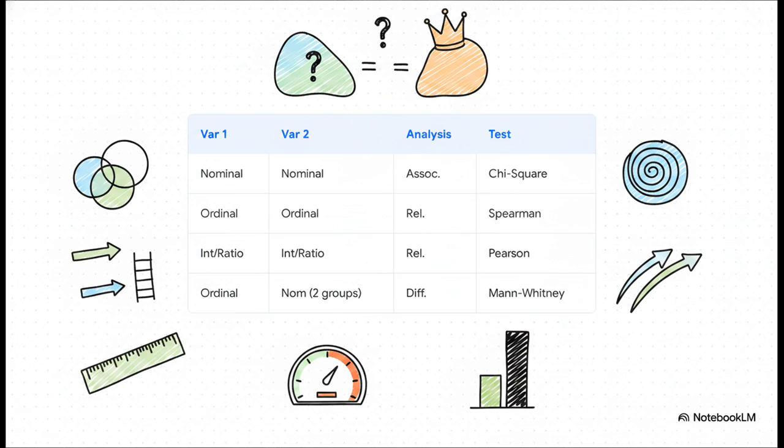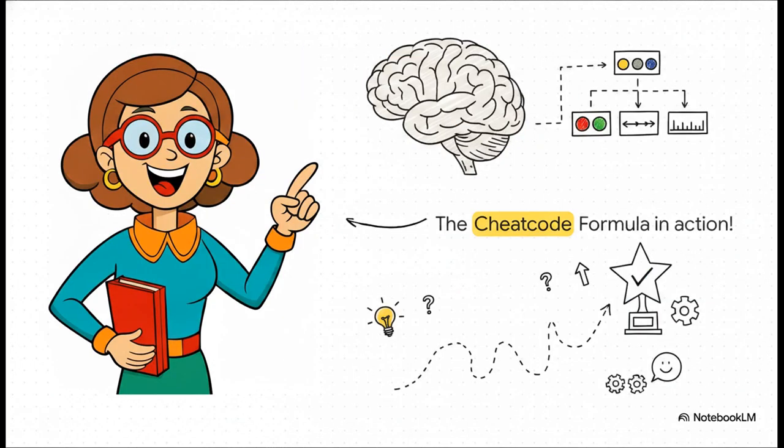2 ordinal variables? That's a relationship, so you use the Spearman correlation. 2 interval or ratio variables? Also a relationship, but you use Pearson correlation. And if you have an ordinal variable being tested across 2 nominal groups, like confidence levels between genders, you're looking for a difference, so you use the Mann-Whitney U test. As you can see, choosing the correct test really isn't guesswork. It strictly depends on identifying your variables, whether they're nominal, ordinal, or interval. If you internalize this cheat code, you will never, ever struggle to justify your statistical choices to your examiners.